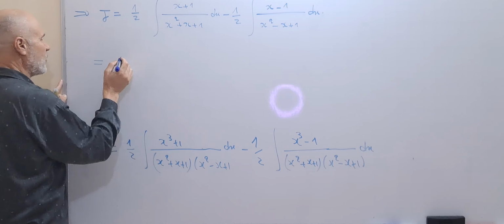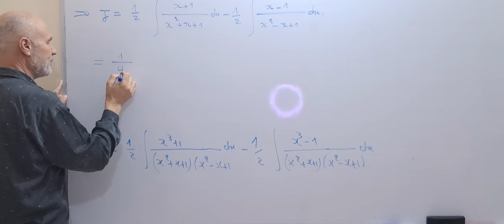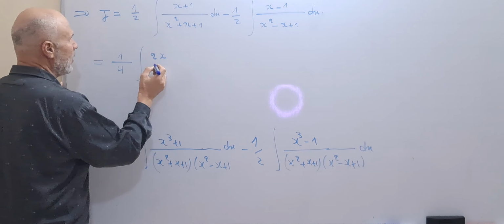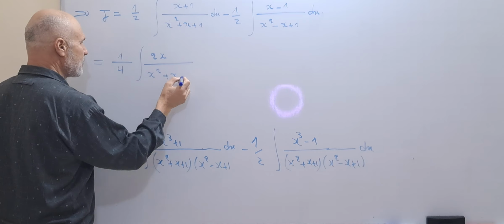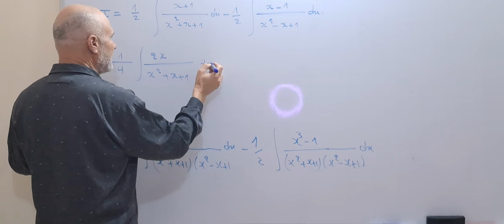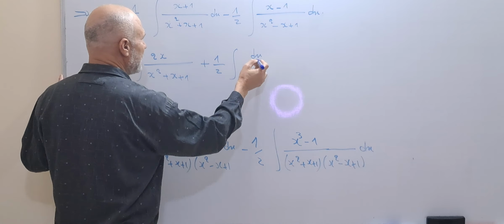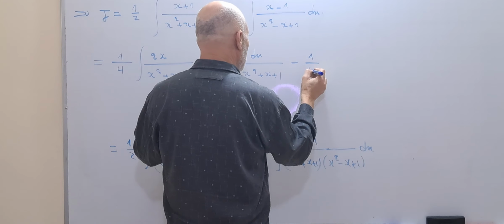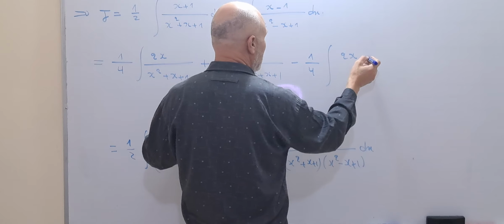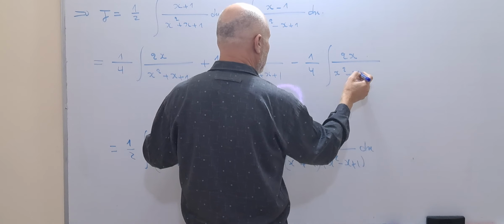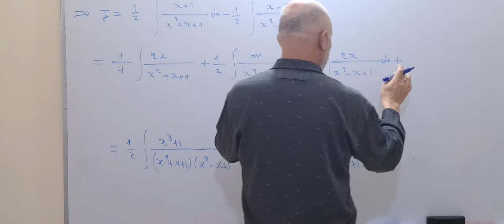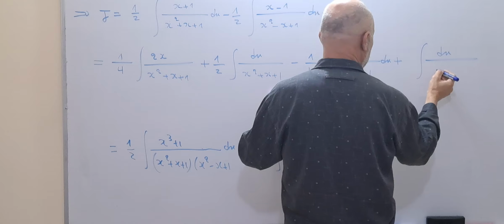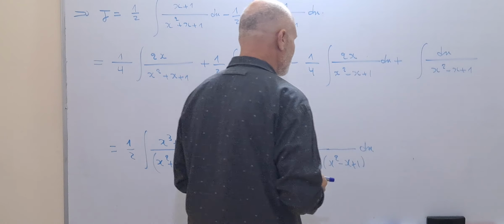We have the form: the first one can be written as 1 over 4 the integral of 2x over x squared plus x plus 1, plus 1 over 2 the integral dx over x squared plus x plus 1, minus 1 over 4 the integral of 2x over x squared minus x plus 1 dx, plus the integral dx over x squared minus x plus 1.